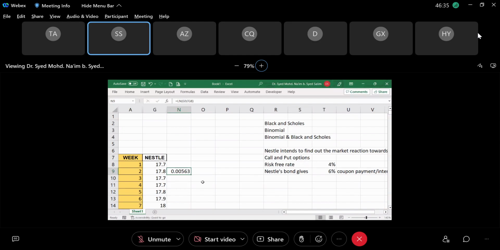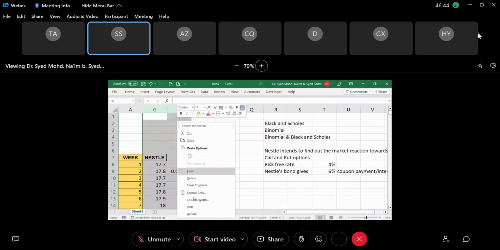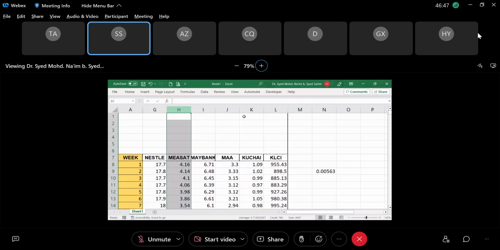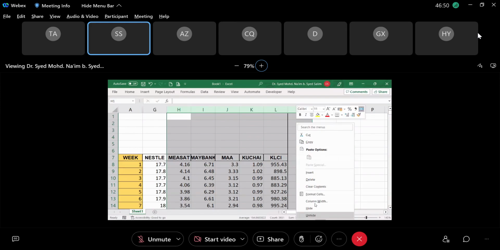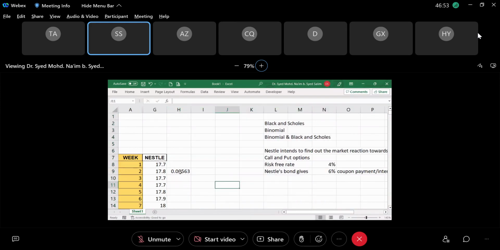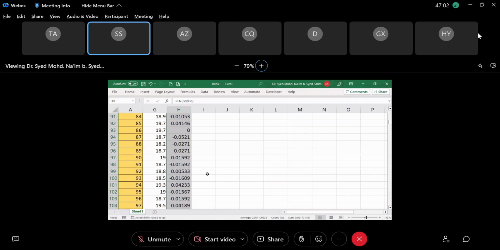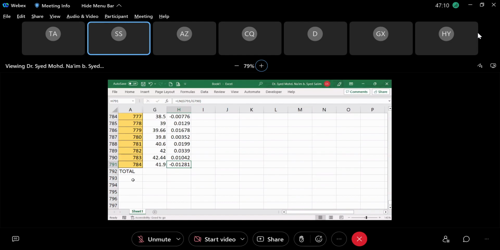Okay, why? Got to delete the rest of them. Now we can double click that and find the return of Nestle's share price. Okay, the return of Nestle's share prices, and we can see that. Find the average return, average weekly return.